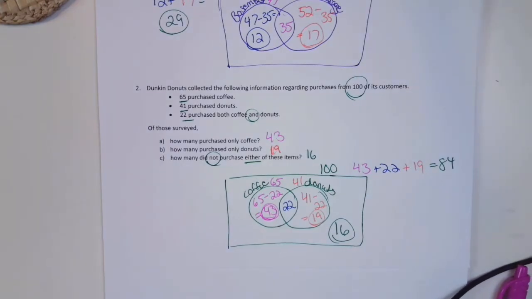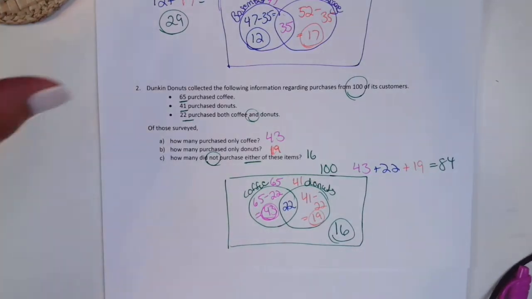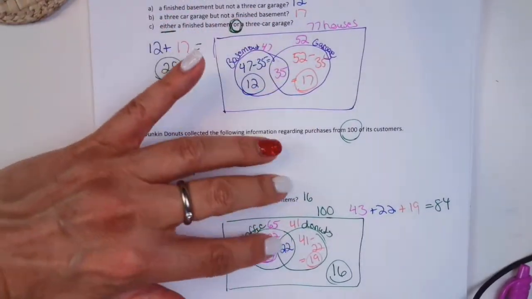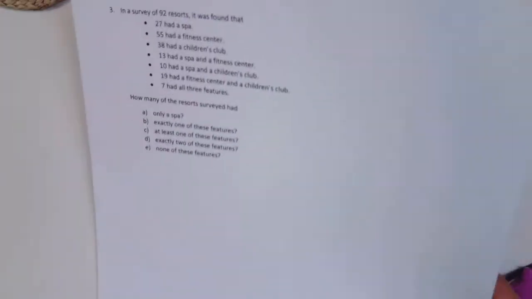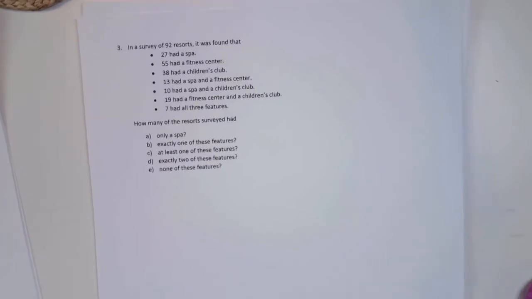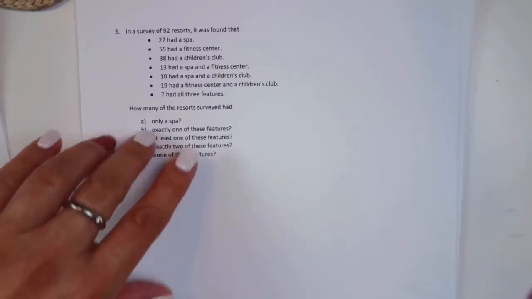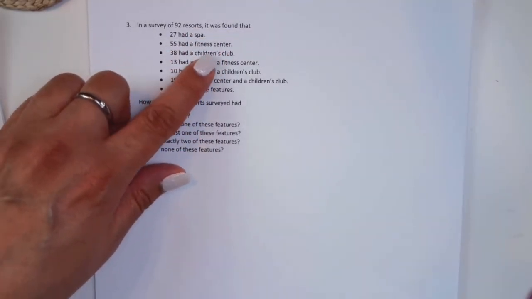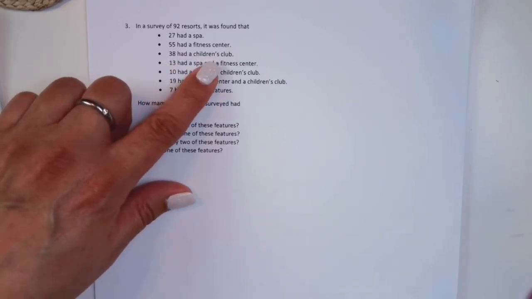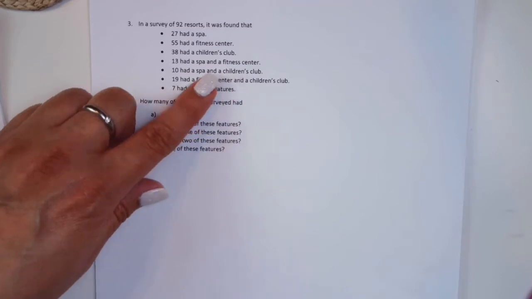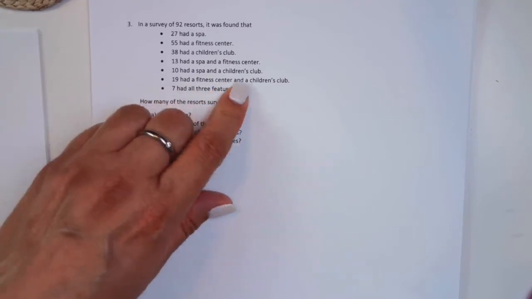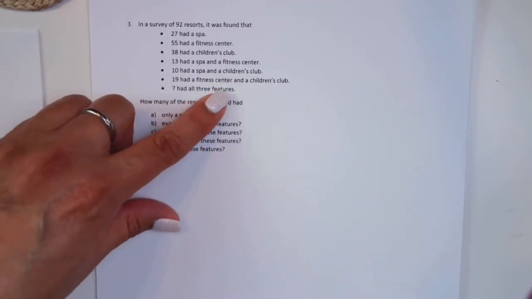Okay, so now both of these were with just 2 sets. This next one here is going to have 3 sets. So we have a survey of 92 resorts, where 27 had a spa, 55 had a fitness center, 38 had a children's club, 13 had a spa and a fitness center, 10 had a spa and a children's club, 19 had a fitness center and a children's club, and 7 had all three features.